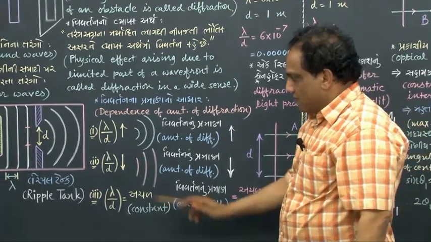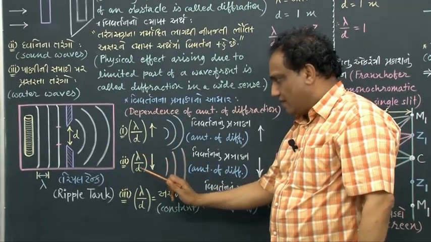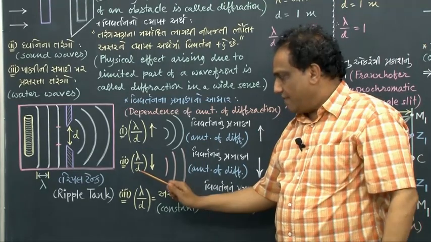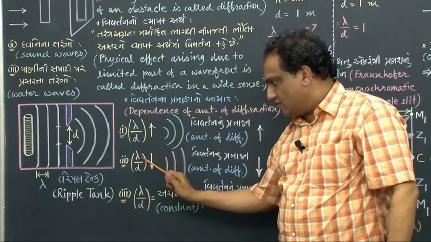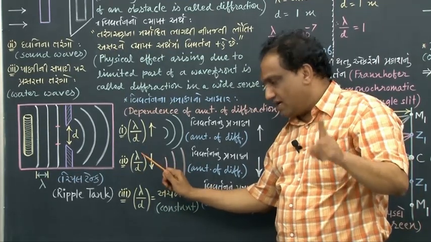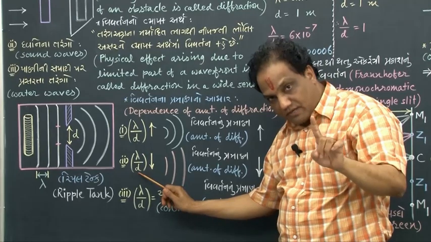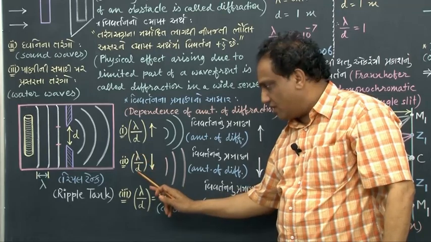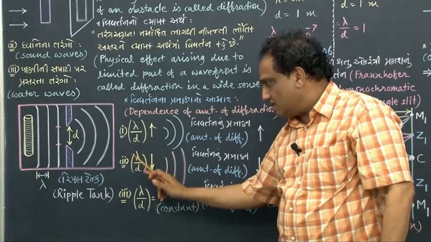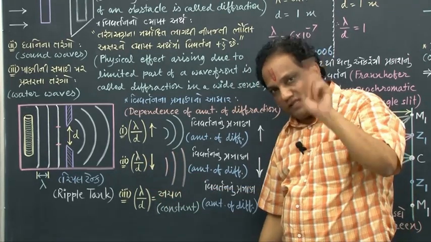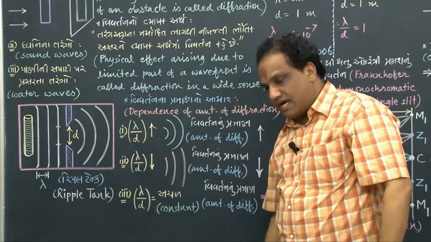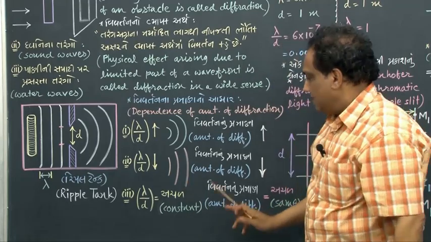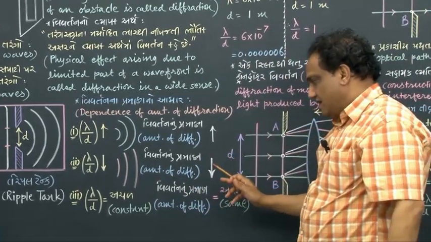Correct? Now you just decrease this ratio lambda upon d. How would you decrease? Three ways. Keeping denominator constant, you may decrease numerator, or keeping numerator constant, you may increase denominator, or you may do both. Then this ratio will decrease. At that time, on this right hand side, we notice that the waves are getting bent by very slight amount. That is, the amount of diffraction has been decreased.